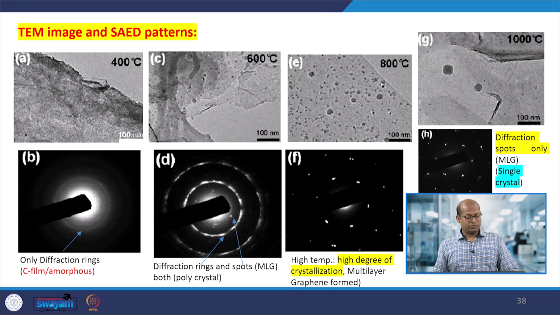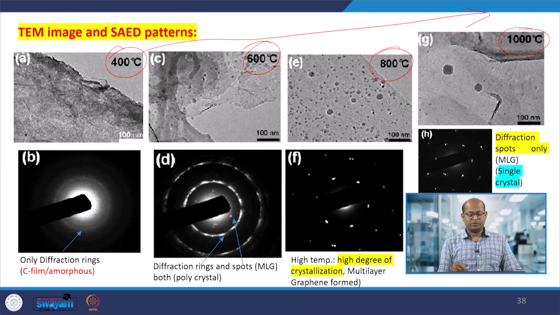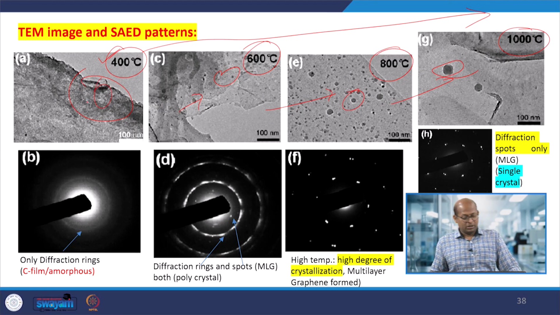Here is the TEM image, and SAED analysis was done for the samples heated at 400, 600, 800 and 1000 degrees centigrade, with the temperature gradually increased when the material was prepared. Initially the image is amorphous-like, and then gradually the material agglomerates and a much more crystalline structure forms. SAED patterns were also taken.